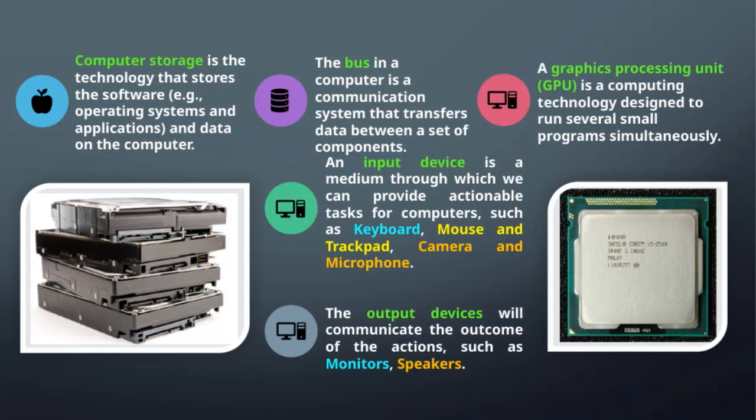Now, let's talk about output devices. These are the components that communicate the results of our actions to us. For example, when a computer processes information, it might display the results on a monitor or play sounds through speakers. These devices are essential because they allow us to see and hear what the computer is doing.